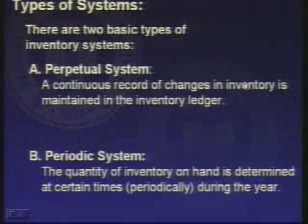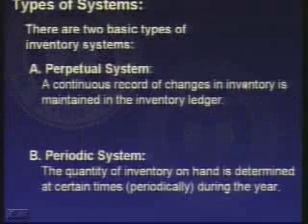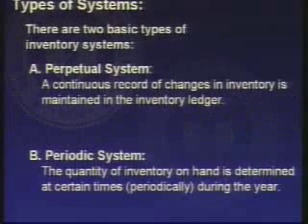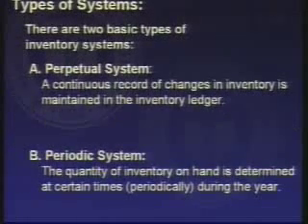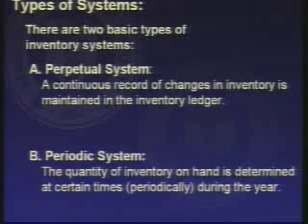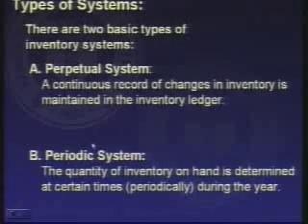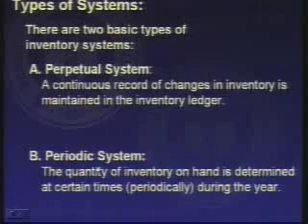When title passes, that's right. So, in terms of inventory, there are two basic types of inventory systems, very broadly defined. One's a perpetual system, the other's a periodic system. Now, in this class, we're going to deal almost completely with periodic systems because the algebra is much, much easier.